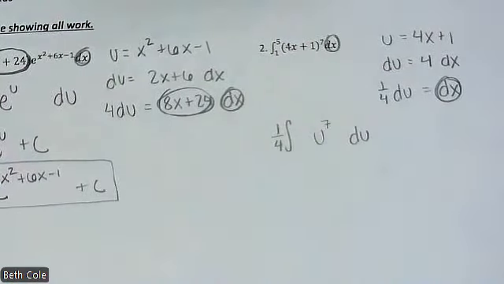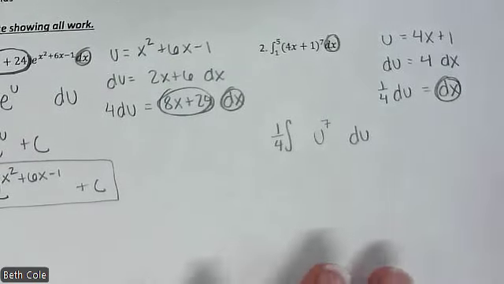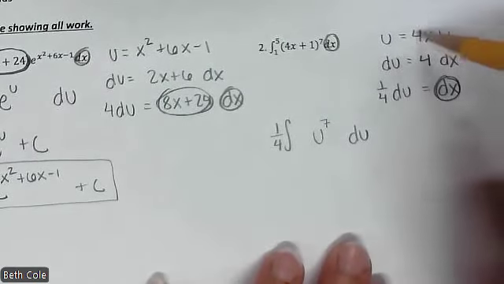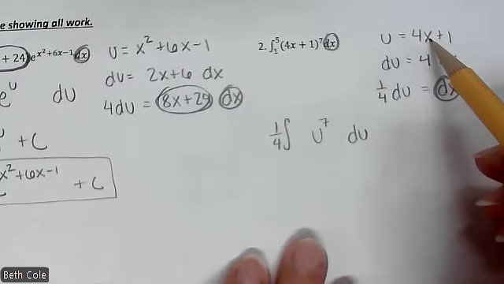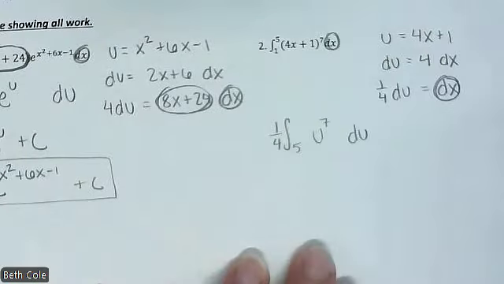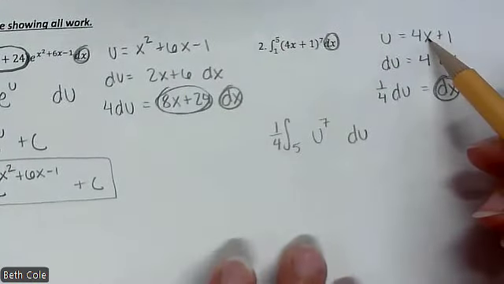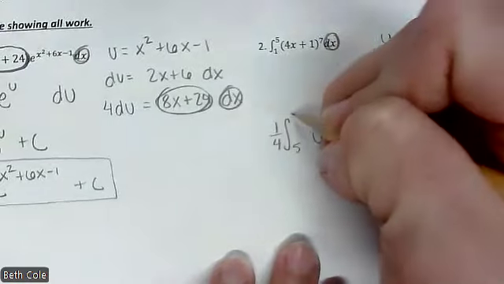And then we're going to adjust the boundaries. It's really easy to do. You just have to remember, you're going to plug them in right here. So if you plug in 1 for x, 5, good. And if you plug in 5 for x, 21.